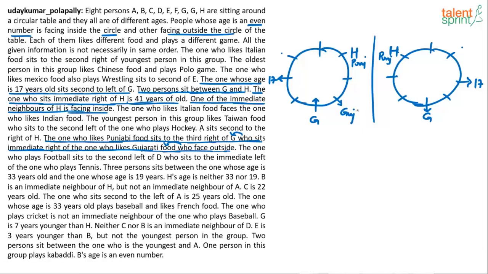Whoever likes Gujarati food is facing outside. So Gujarati food facing outside, immediate right of that person is G. G is not immediate right of that person. Similarly, in this case, the Gujarati food person should be facing outside, and immediate right of that person should be G. So same argument again. Gujarati food should come here. Immediate right of that person is G. You see? For a person facing outwards, right is always clockwise. So Gujarati food and Punjabi food have also been fixed here. You able to follow?